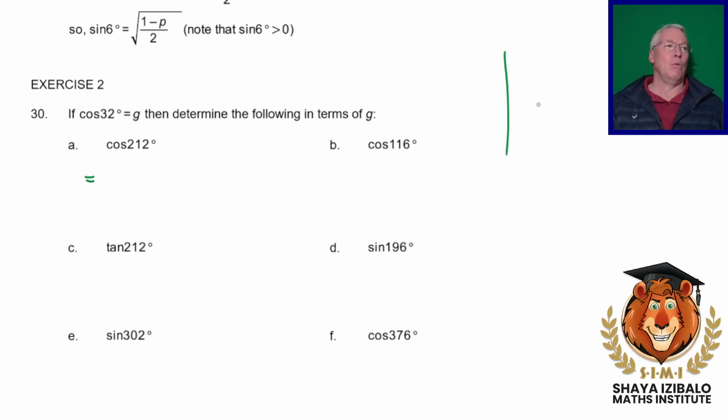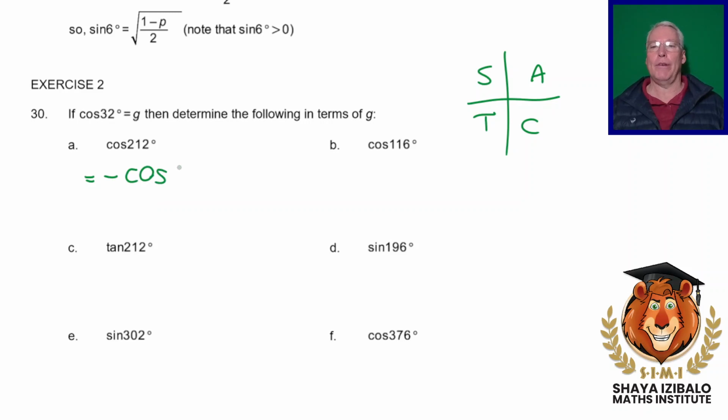Cos 212, we're in quadrant 3, so cos is negative. And at 212, we are 32 degrees away from the horizontal axis. We're actually 180 plus 32. So negative cos 32 degrees. But that's just negative g.